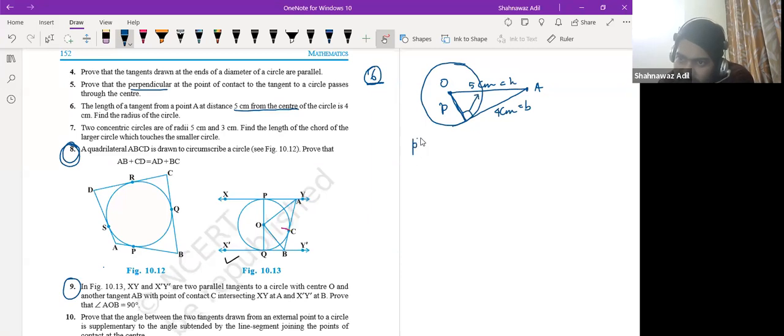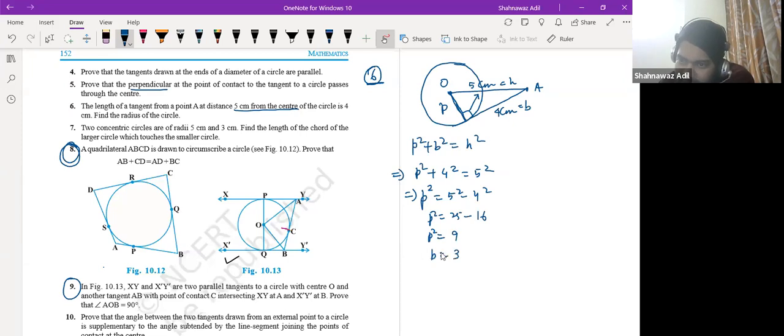So using the Pythagoras theorem, we have to calculate the perpendicular. Base is 4 centimeter, H is 5. Perpendicular would be 5 square minus 4 square, 25 minus 16, so this is 9. So P would be root 9, which is 3. So this would be the answer of this question. Please note it down.